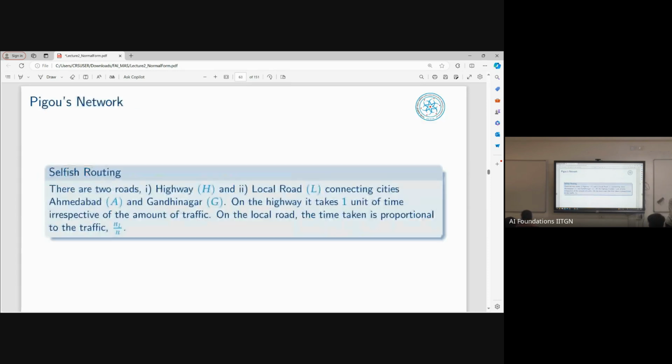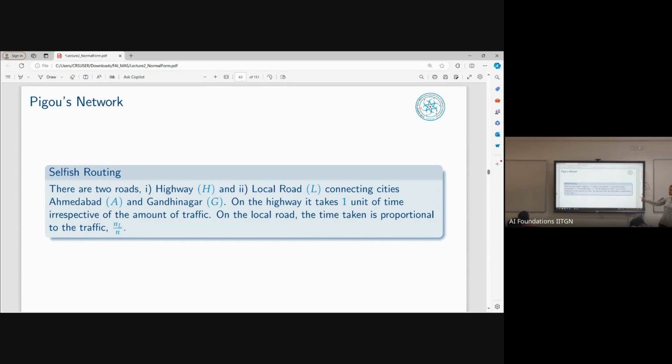Let's go to the next game, which is Pigou's network. This is the precursor to Braess's paradox. Pigou studied a simpler network and tried to model the traffic flow here. The more complex network is the Braess network, and I have put it in the assignment. So if you understand this network well, the problem set you can solve.